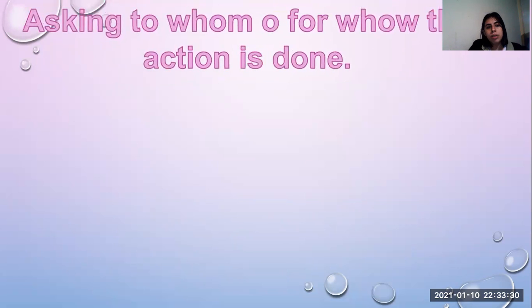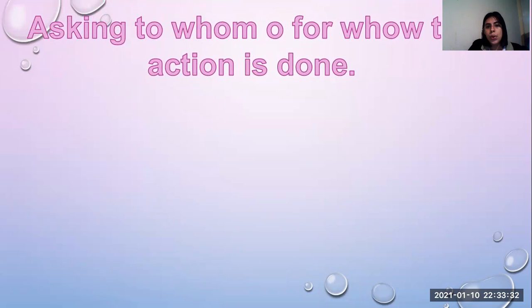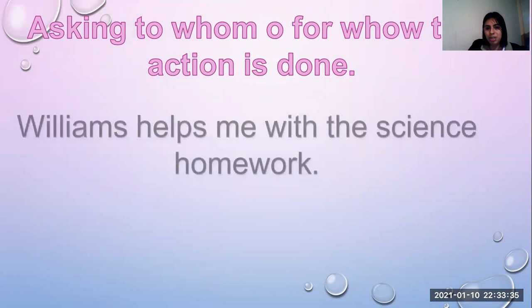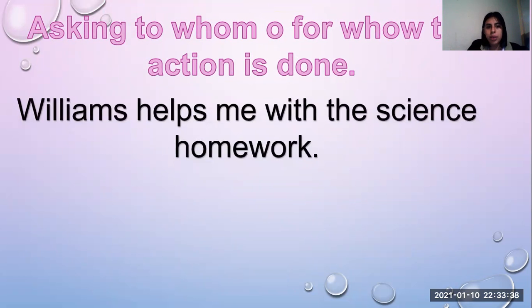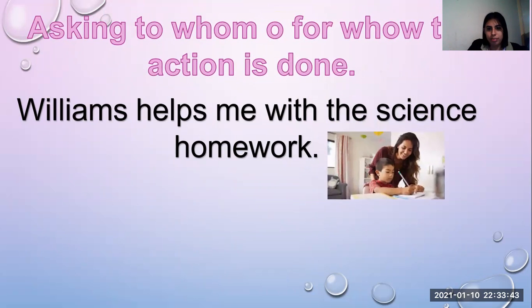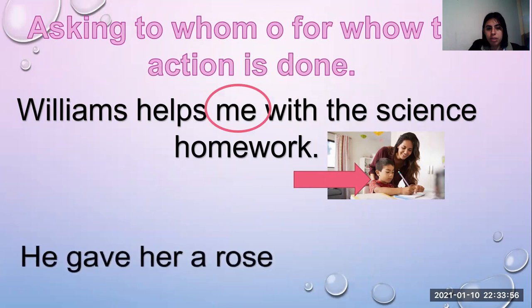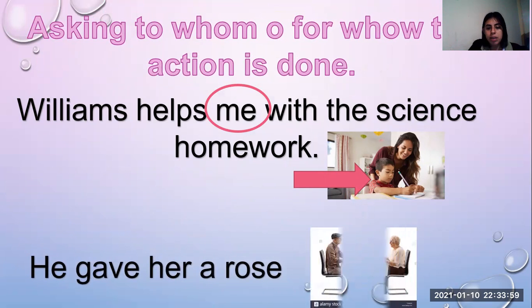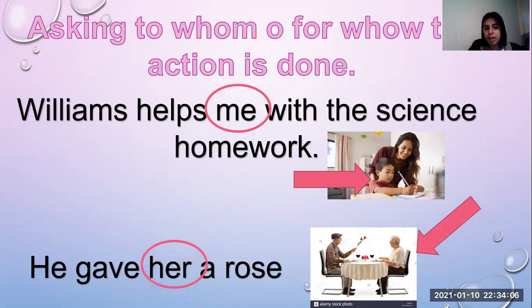So we have another tip: asking to whom or for whom the action is done. For example, we have here, Williams helps me with the science homework. So you can see who is receiving the help here? Me. So me is the indirect object. We have another here: He gave her a rose. So who received the rose? Her. So her is the indirect object.